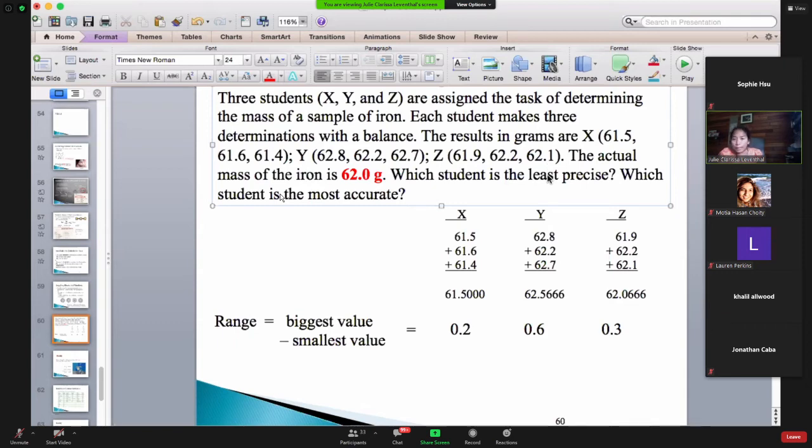Brianna says Y. That is correct. Who wants to say Y? Oh, see, I thought you were saying the letter Y. That student Y is the correct answer. That person has the biggest range, meaning that is the one with the biggest range. Very good. So that means the numbers are far apart from each other. Are you following? Okay, least precise. Which of these data is the most precise?